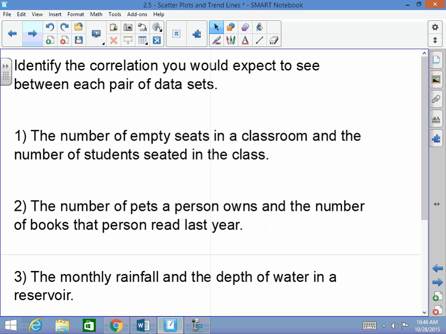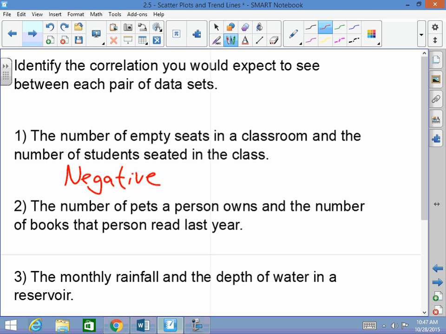Okay. Now, identify the correlation you would expect to see between each pair of data. The number of empty seats in a classroom and the number of students seated in the classroom. Yes, sir. It would be a negative correlation. Yes. Why would it be negative? Very good. The more students that are present, the fewer empty seats there are going to be. The more people in class, the fewer seats available.